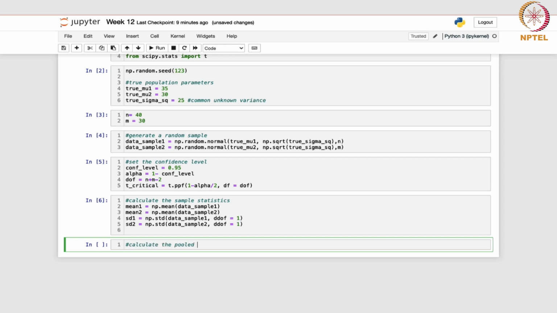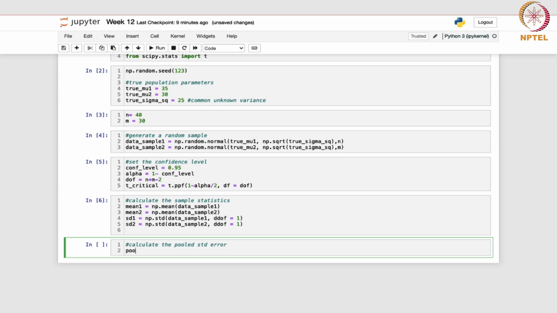Calculate the pooled standard error. Pooled STD only I would write. So here we will write np.sqrt, basically we are looking at the square root.